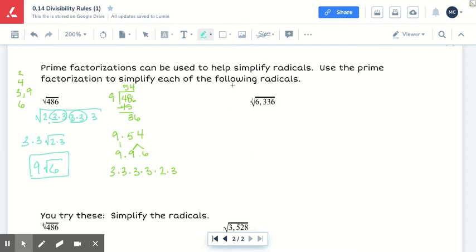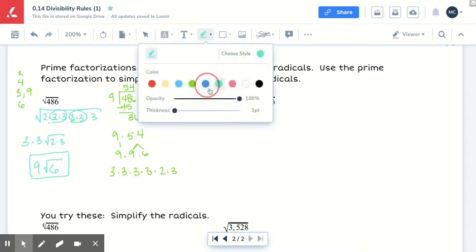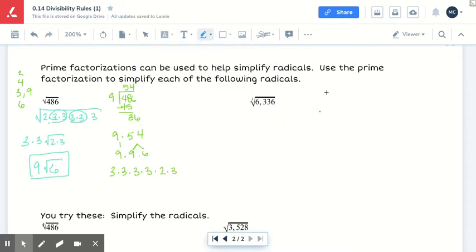Now we'll do a second one here with a larger index. The index on this one is 3, so that means once I get my prime factorization, I'm going to need groups of 3 numbers. And the number I'm working with is 6,336. So going through my list, again, I want to start with the largest one possible. I know it's not divisible by 10 because it doesn't end in a 0. I'm going to check 9 next. So 6 plus 3 plus 3 plus 6 is 18. So I know it is divisible by 9.